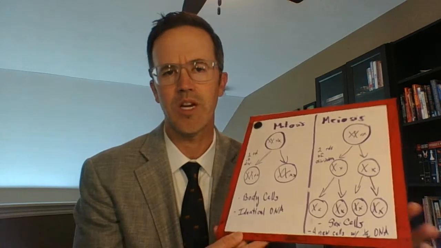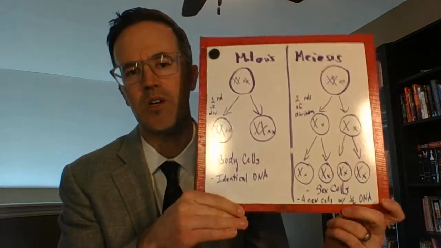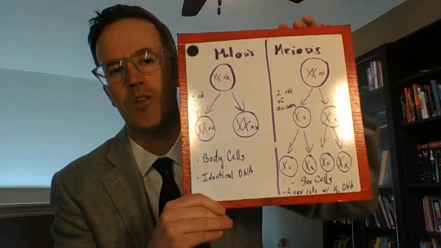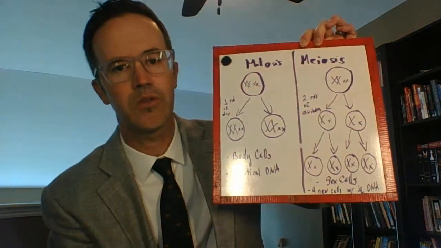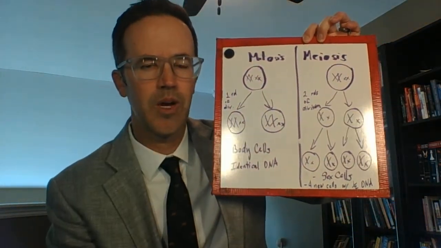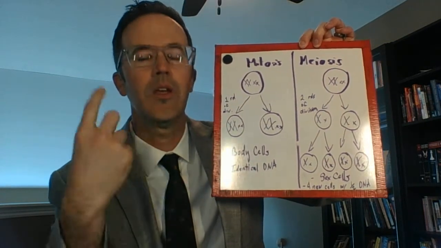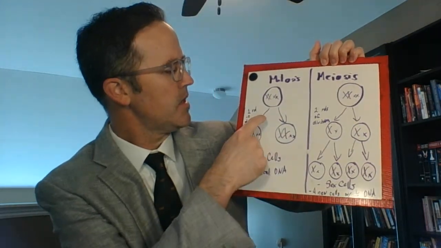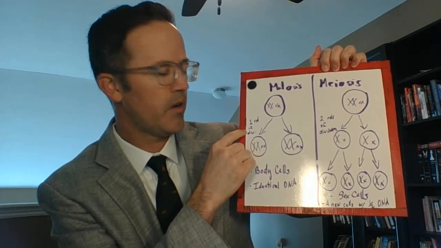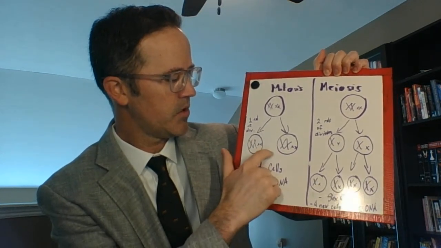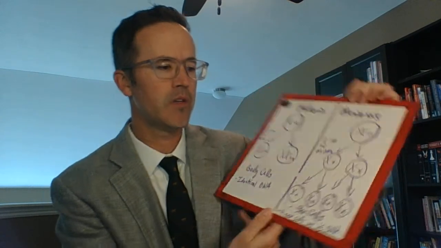But there are two different types of cell division, and we talked about them in class, and I'm going to give you the quick rundown on them. The first one that we talked about was mitosis. We said there were two main reasons that your body goes through mitosis: growth and repair. And mitosis is very simple. Goes through one round of division, ends up with two new cells, and they are identical.